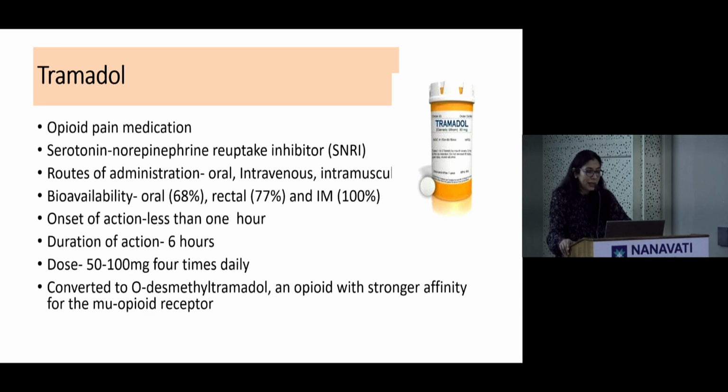So tramadol can be used orally, intravenously, and intramuscularly. It's important to know the bioavailability, which is that when you take a tablet, how much of it actually reaches the bloodstream. When you take it orally, it is 68%, rectally 77%, and intramuscularly 100% of the drug reaches the bloodstream. And duration of action is 6 hours. So tramadol can be given every 6 hours. It can be given 4 times a day in doses of 50 to 100 mg. You can divide it. Tramadol comes popularly in combination with paracetamol.